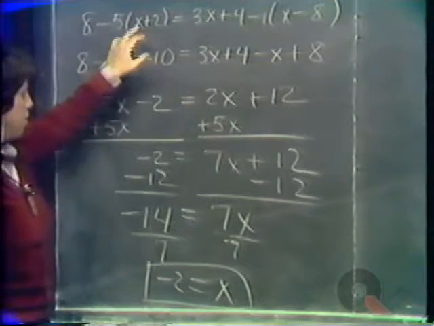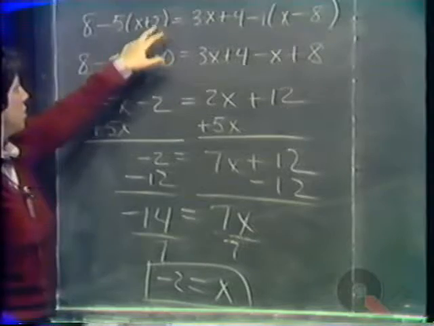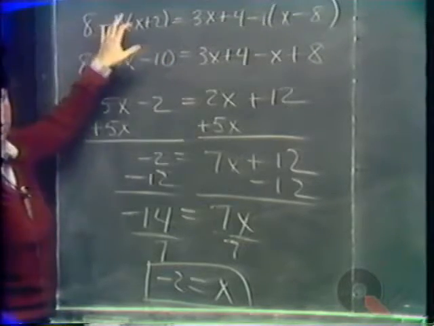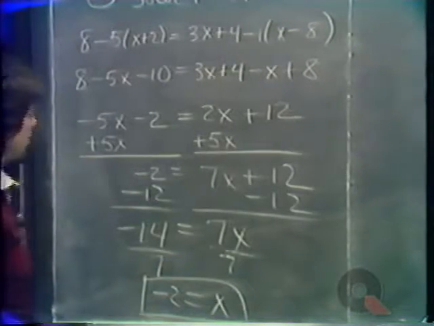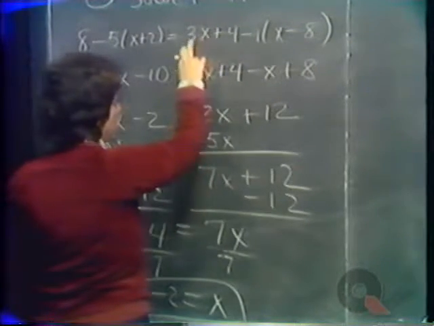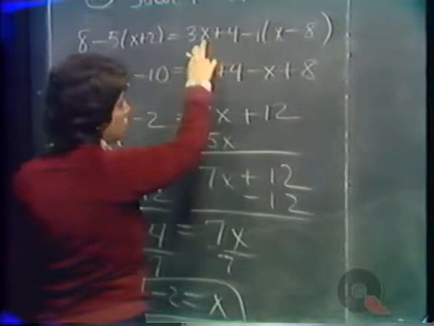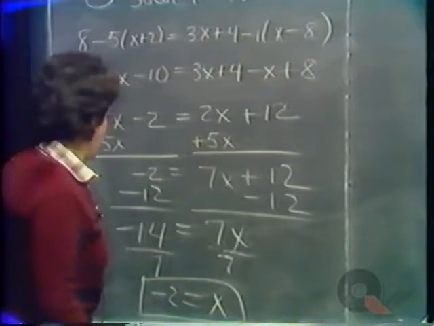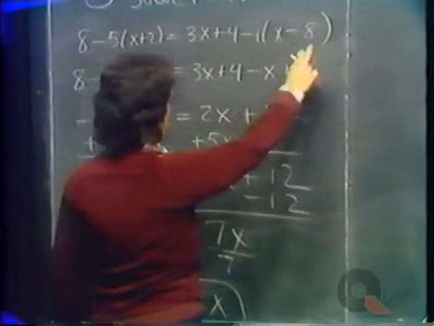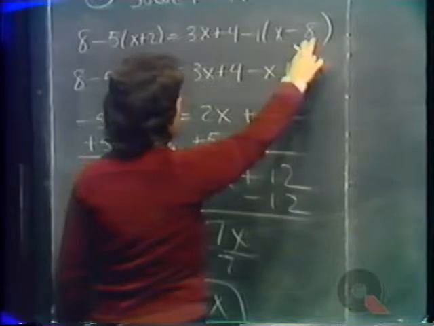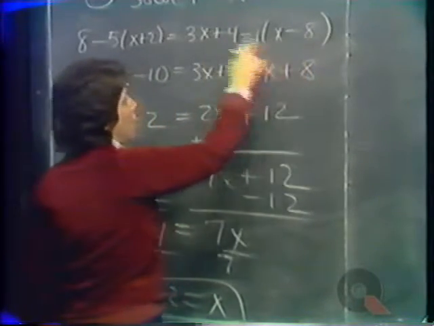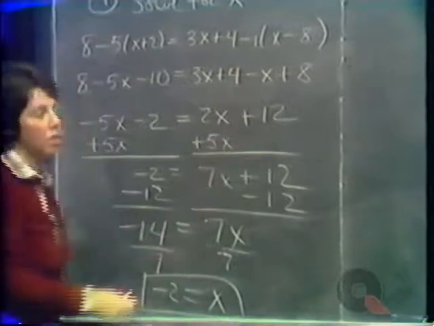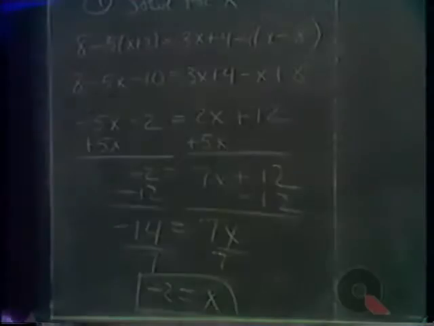Substituting back in, minus 2 plus 2 gives us 0. So on the left-hand side we have 8 minus 5 times 0. The left-hand side is just 8. On the right-hand side, we get minus 6 and plus 4, that's minus 2. Now here, minus 2 minus 8, that's minus 10. Minus 2 minus a minus 10, minus 2 plus 10, also giving you 8. So it does check out.